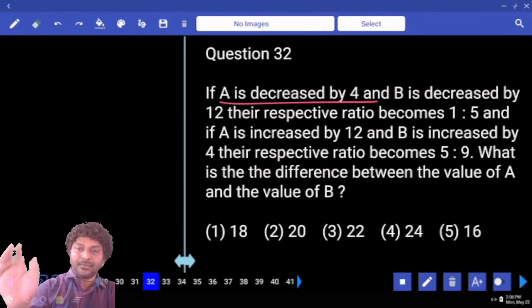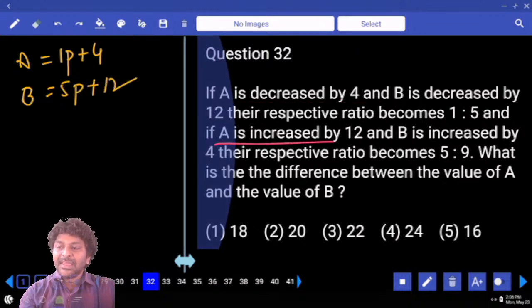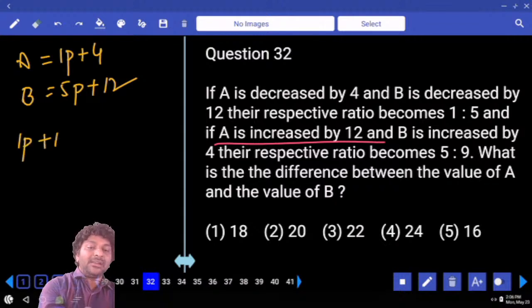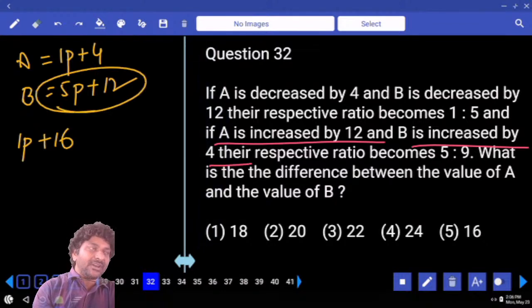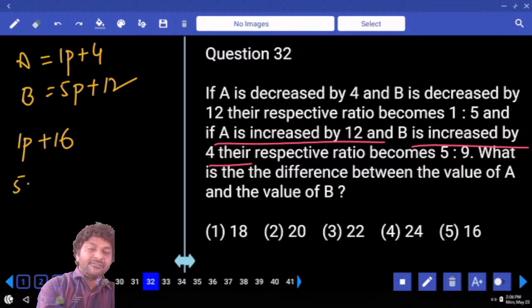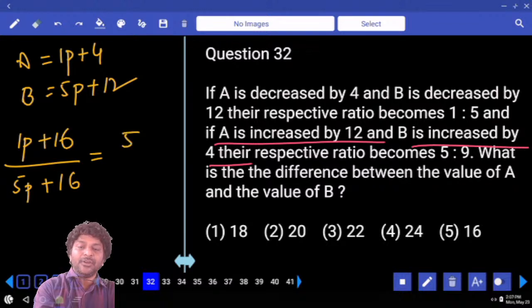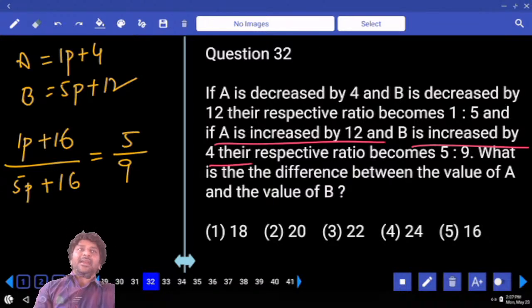A is equal to 1 part plus 4. B is equal to 5 parts plus 12. Continue. A is increased by 12. That means 1 part plus 4 increased by 12 becomes 1 part plus 16. B increased by 4 means 5 parts plus 12 increased by 4, which is 5 parts plus 16. And the respective ratio is equal to 5:9, so I'll write it as 5/9.